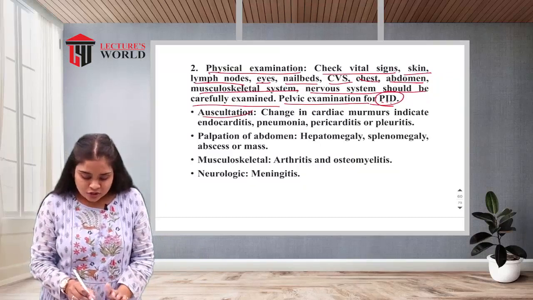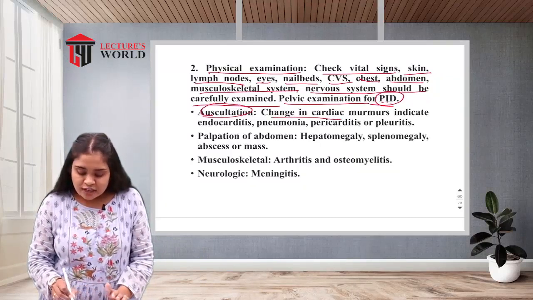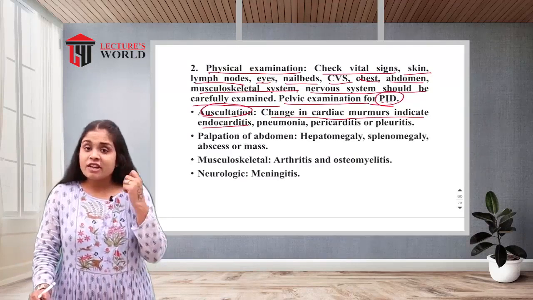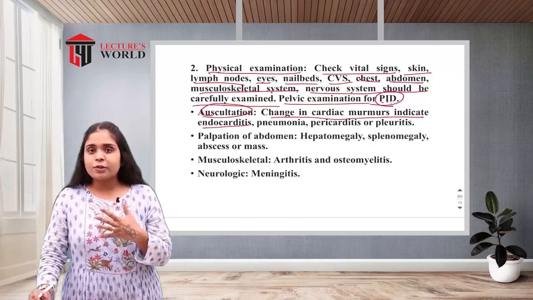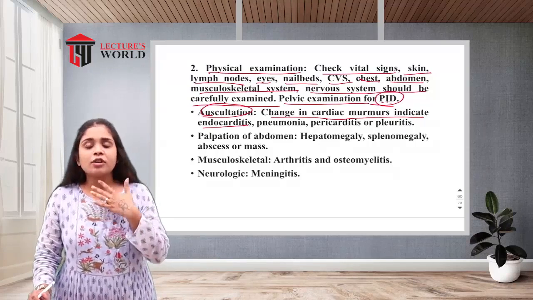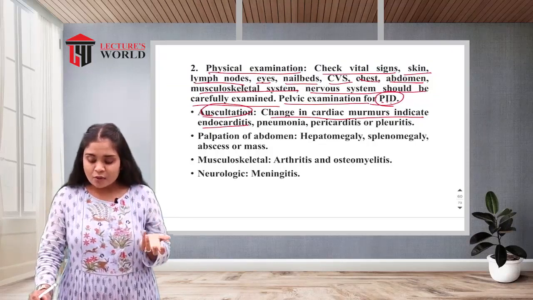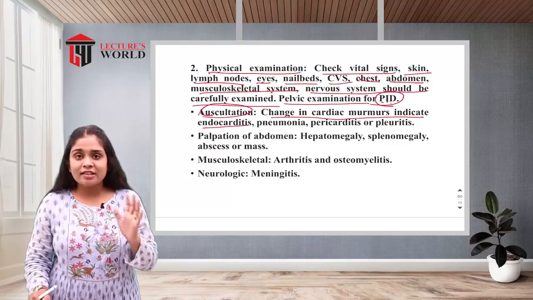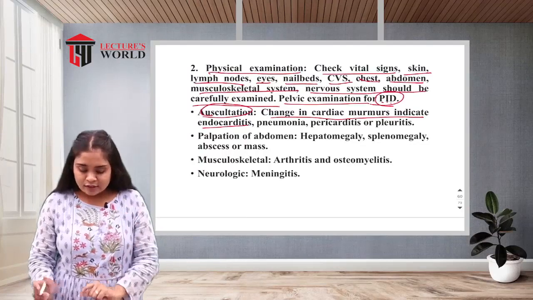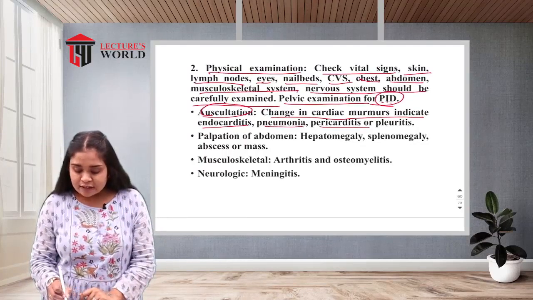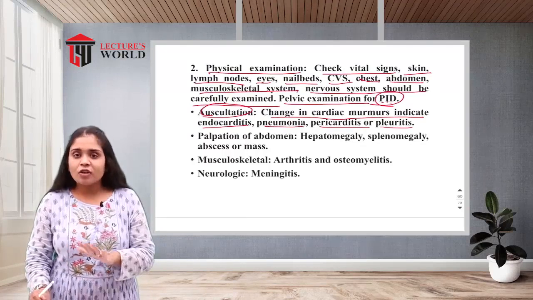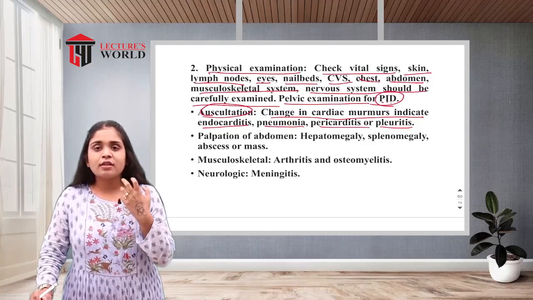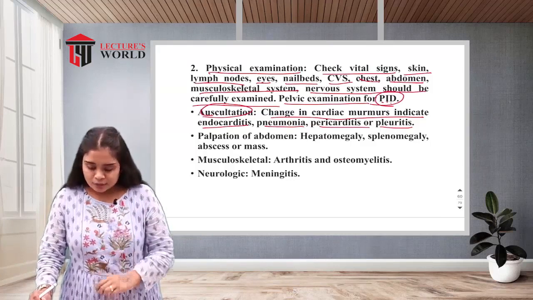Then after, the auscultation. In that, a change in the cardiac murmur indicates endocarditis. When we are auscultating, when we are listening to the sound of the heart, there can also be abnormal sounds, like the murmur sound. If the murmur sound is there, make sure you understand that it indicates endocarditis. Then after, pneumonia, pericarditis, and pleuritis. If all these conditions are there, at that time we can listen to the murmur sound from the heart.